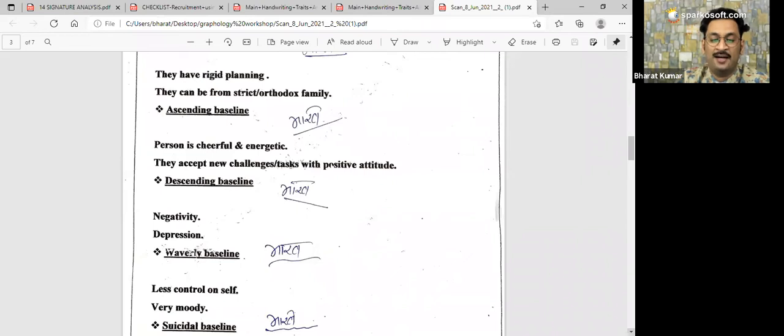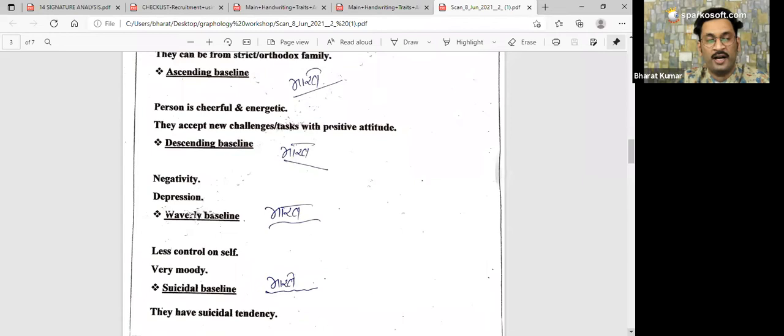Wavy baseline. How many of you have a wavy baseline? Like I'm having this. A wavy baseline is about lesser self-control. Very moody. Mood changes occasionally, frequently. Suicidal baseline. Check it.